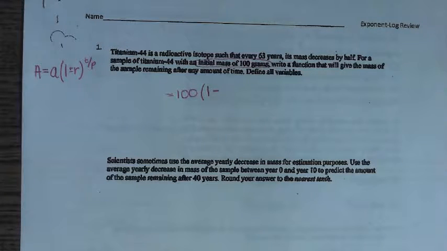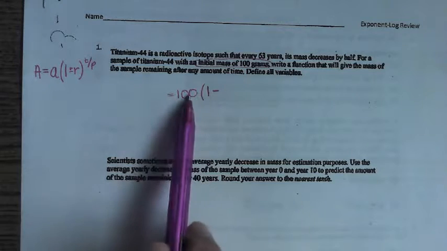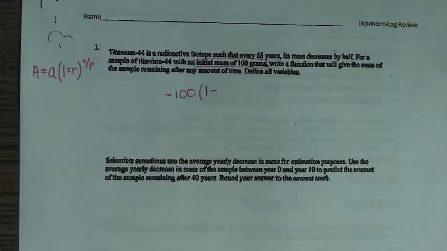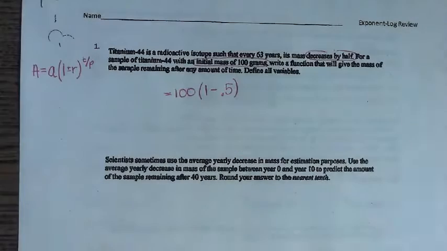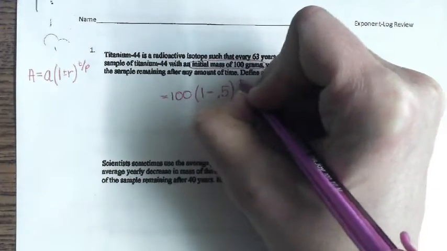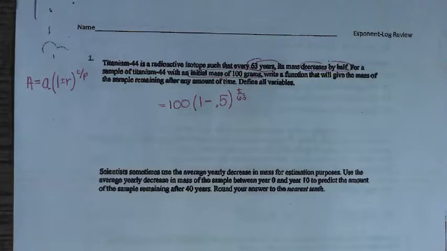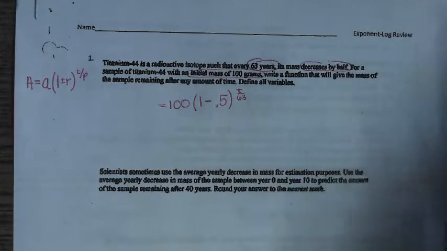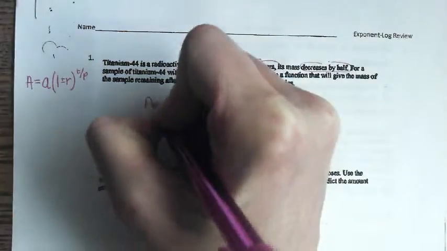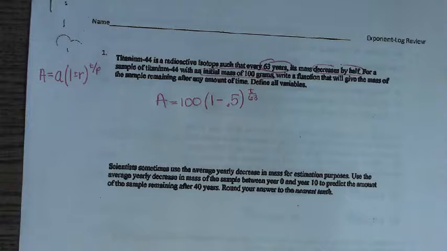No. T is the duration of time we're waiting from the starting amount to the final amount to see how much is left after a certain number of time. Jason? R is 0.5 because we're decreasing by half. And we're decreasing by half every how often. That goes in for P, exactly. So that's T over 63. 63 is your P. Write a function that will give the mass of the sample. That's it. We've got it.